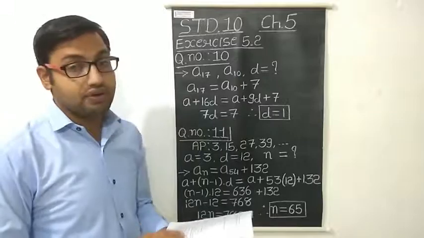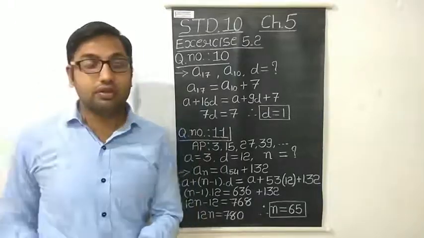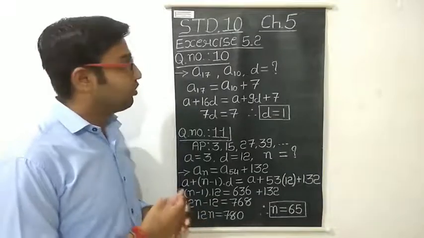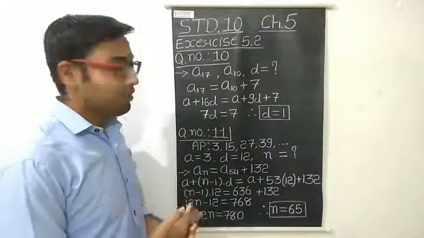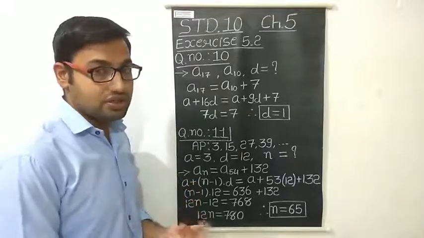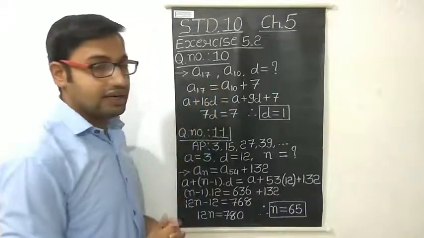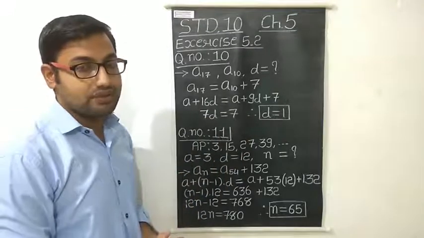Find the common difference. See, here we have been given only one situation. We have not been given the first term. We have not been given the value of any term. But we have been given the situation. And what is the situation? We have been given the two terms A17 and A10. And we have to find the common difference.